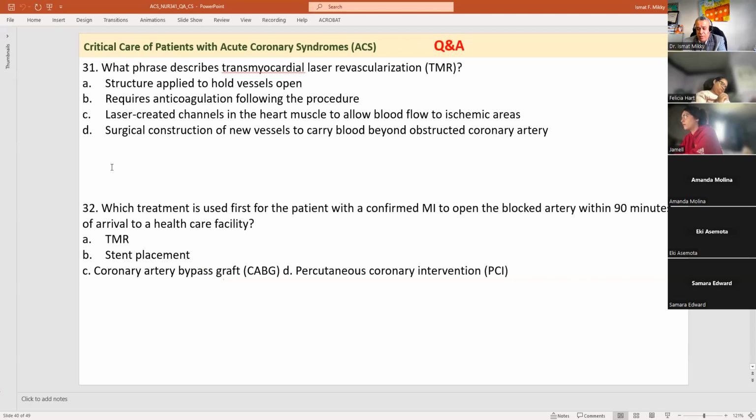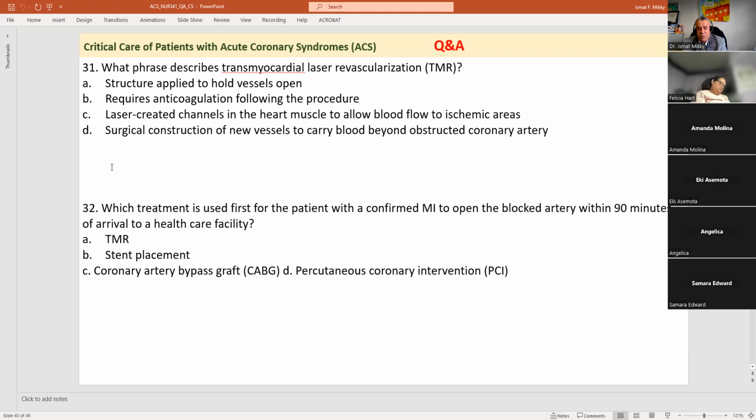32. Which treatment is used first for the patient with a confirmed MI to open the blocked artery within 90 minutes of arrival to a healthcare facility?